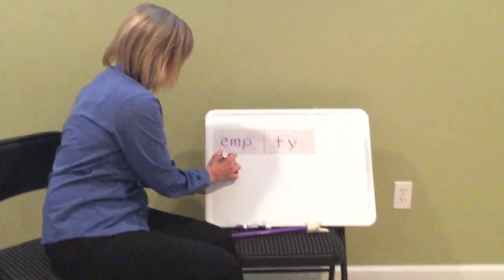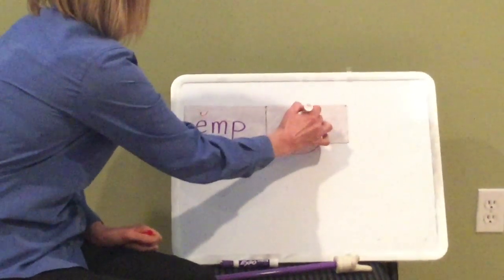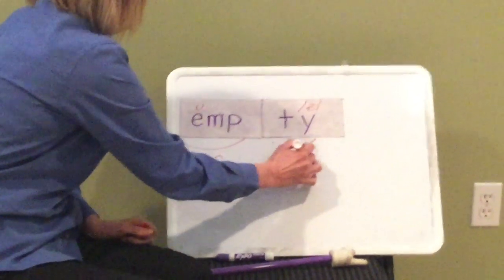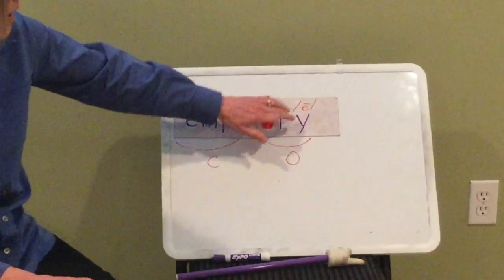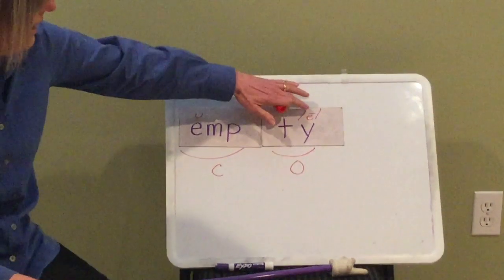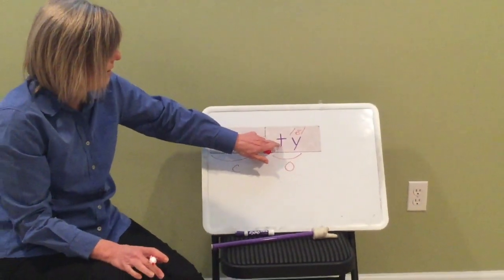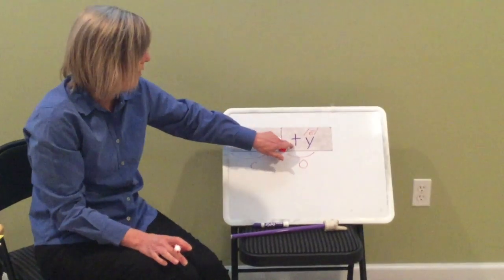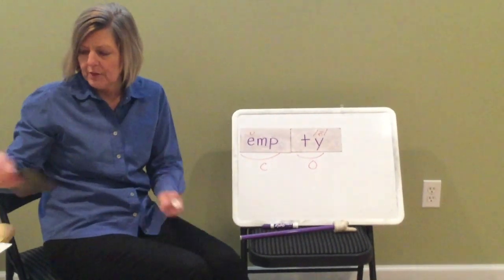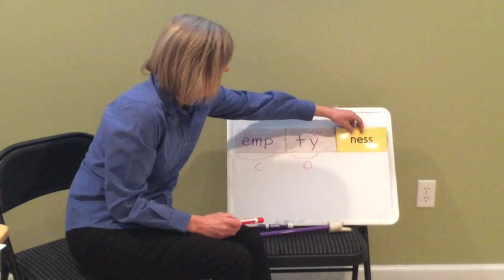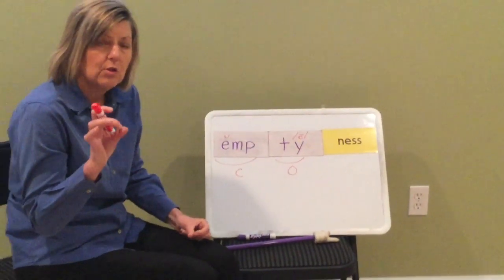All right, so we have emp, which is a closed syllable, and we have ty, which is an open syllable. So this open syllable, the Y is saying E, which is a long vowel, which makes it the open syllable. Notice right before the Y, there is a consonant also. All right, if I wanted to add a suffix to empty, so for example, if I wanted to add the suffix NESS to empty, this should be review.